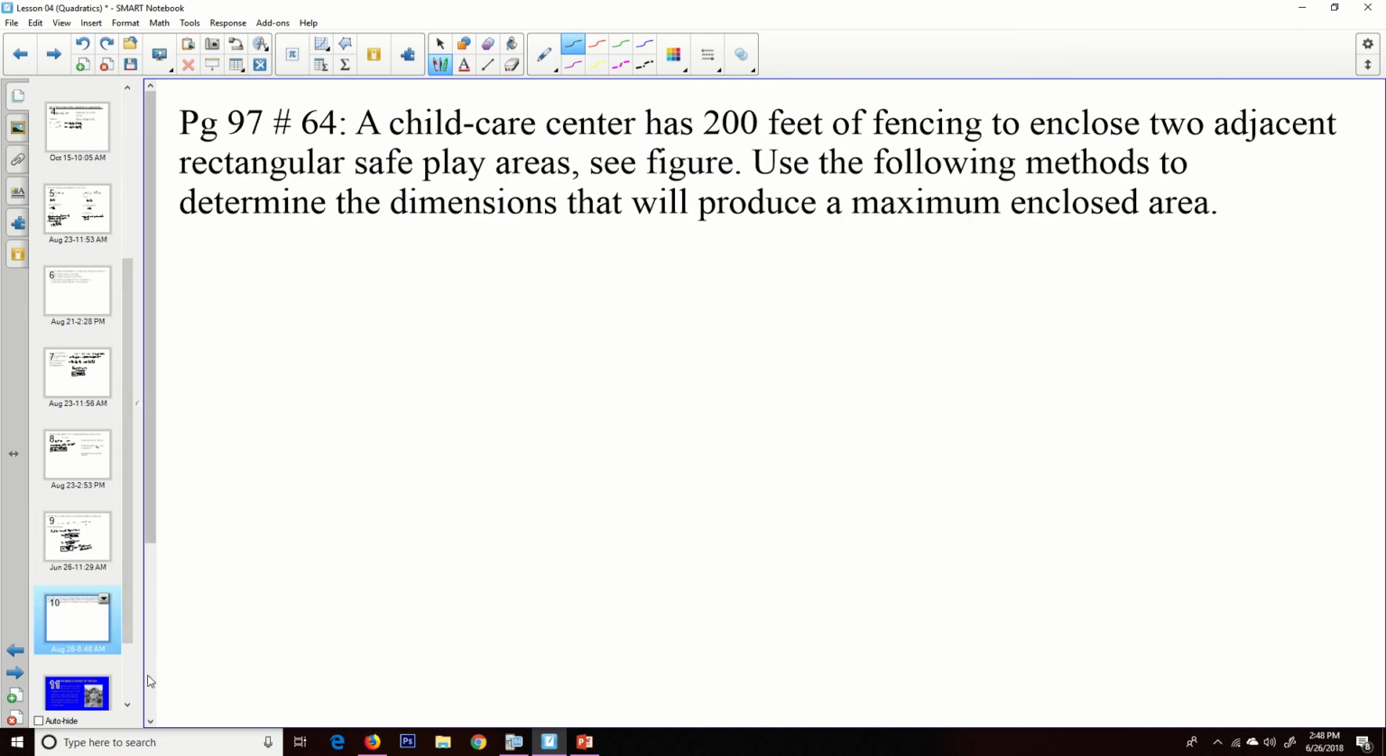Okay, finally, an exploration problem, application problem. This comes from the text. It is on page 97, number 64. It says a child care center has 200 feet of fencing to enclose 2 adjacent regular safe play areas. See the figure? Use the following methods to determine the dimensions that will produce the maximum enclosed area.